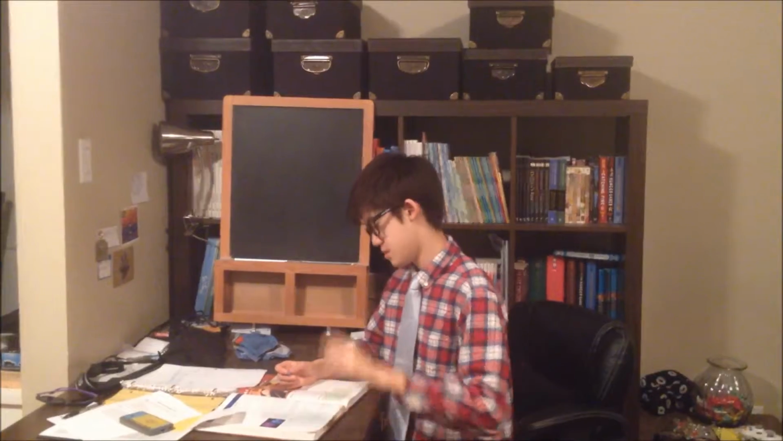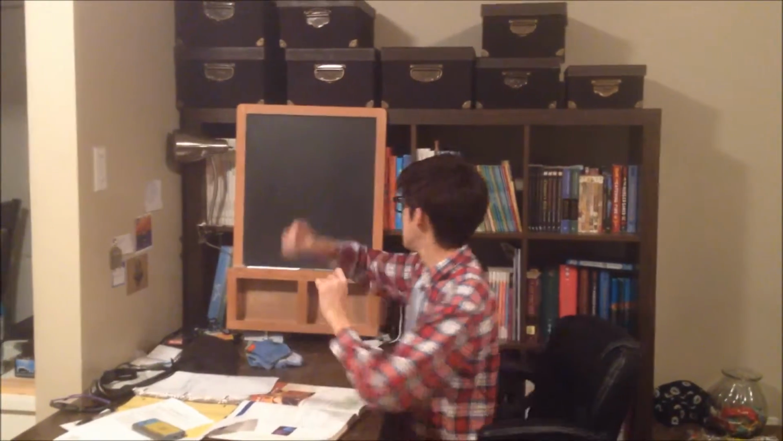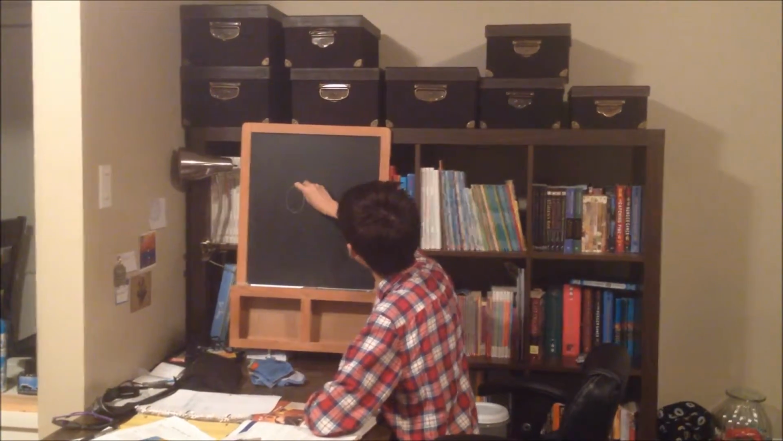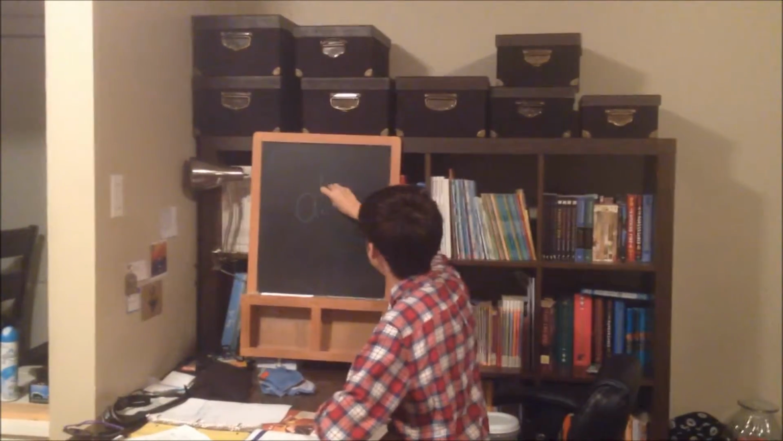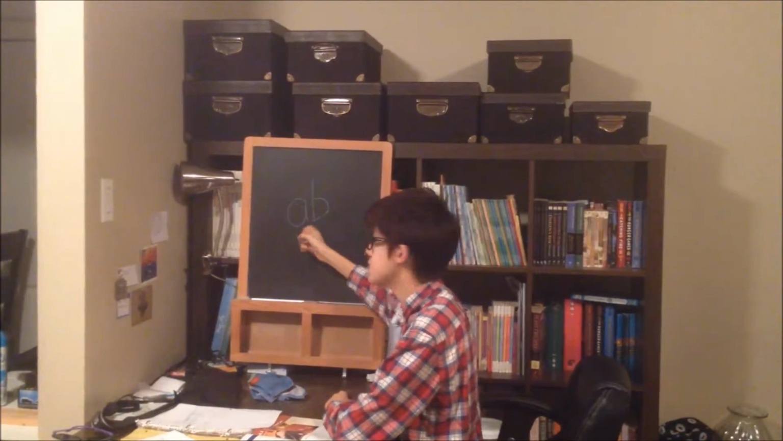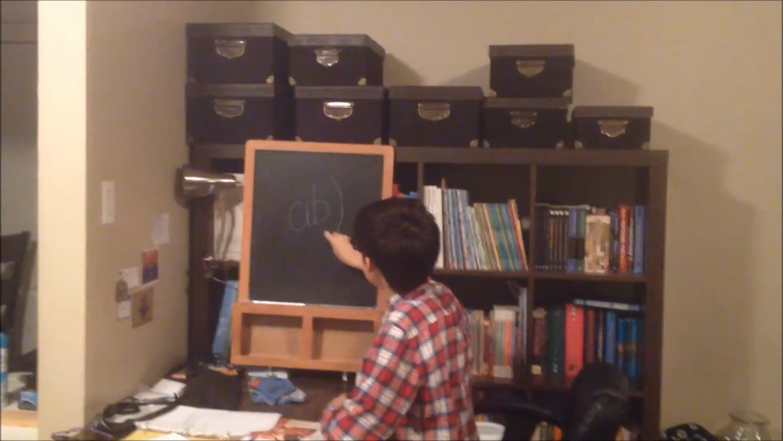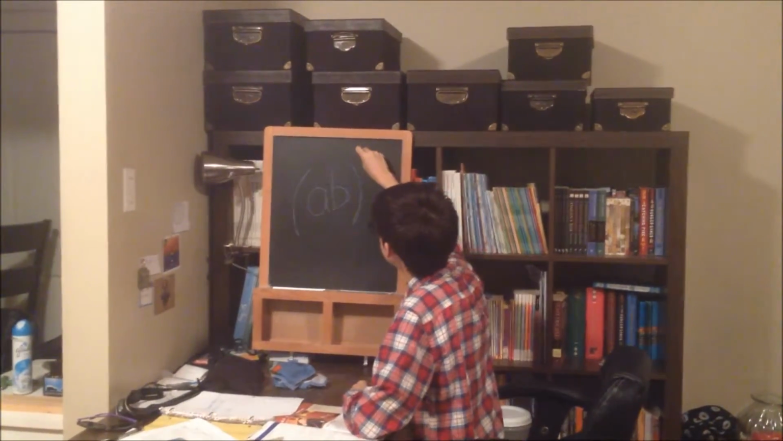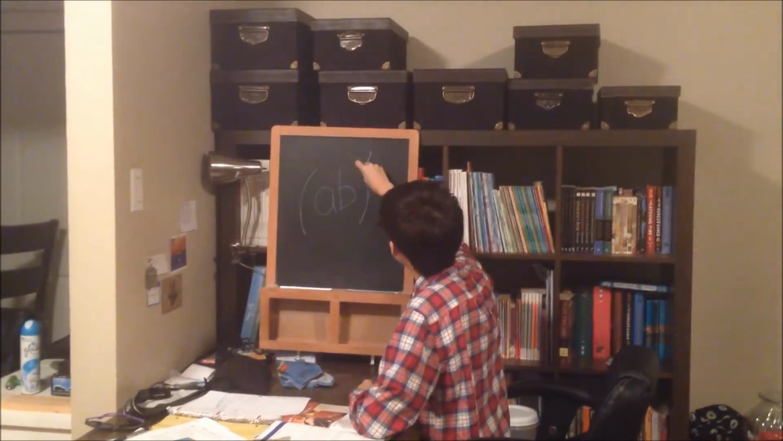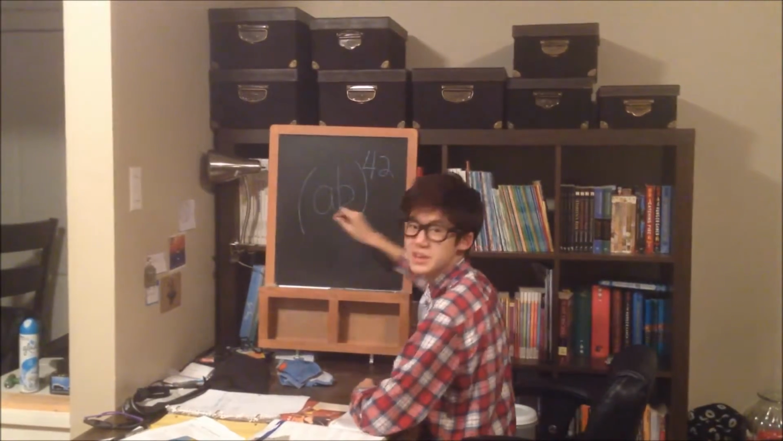Now, we're going to learn the power of a product. Not a product of a power, which we started with, but the power of a product. Now, you have A and B. These are your bases, and they're together. And on the outside, we have, let's say, an exponent number 42.